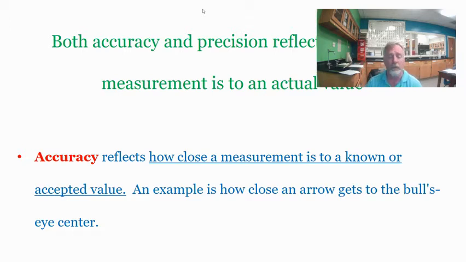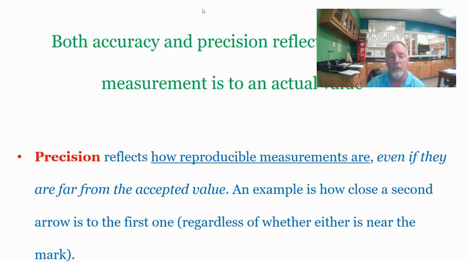One example we can use for this, I like using this in classes, is the idea of a bullseye. If an archer has high accuracy, then the arrows that archer shoots will be really close to that bullseye center, right? The center of the target. They'll be really close. They're hitting right where they want to hit.